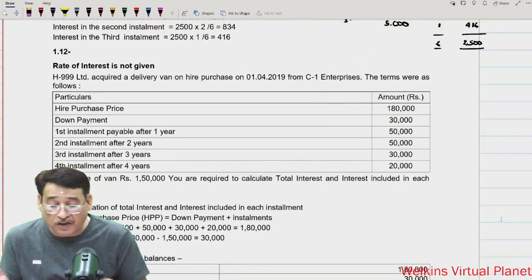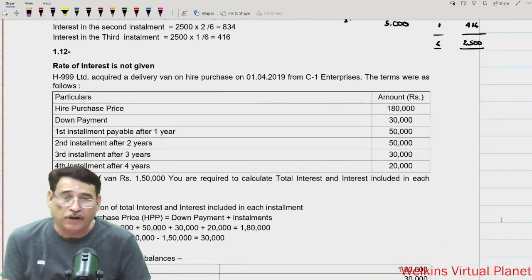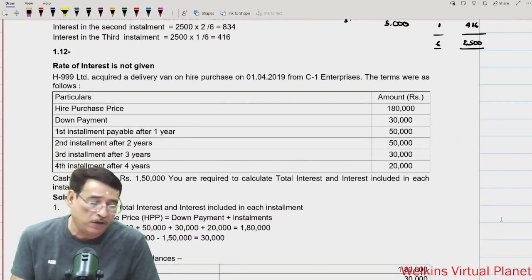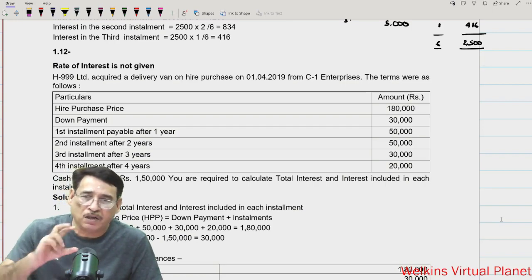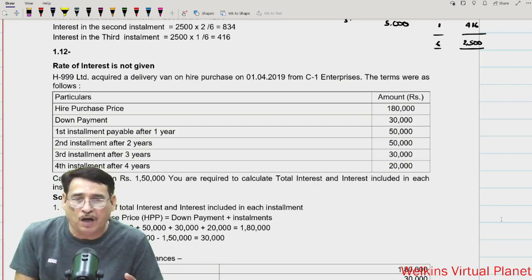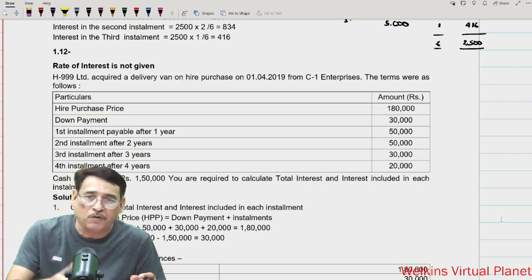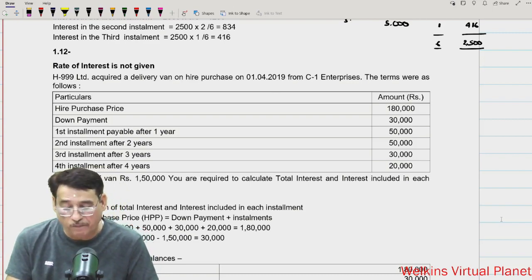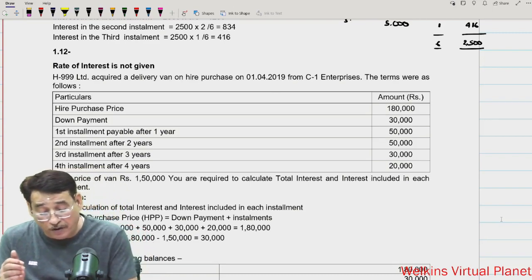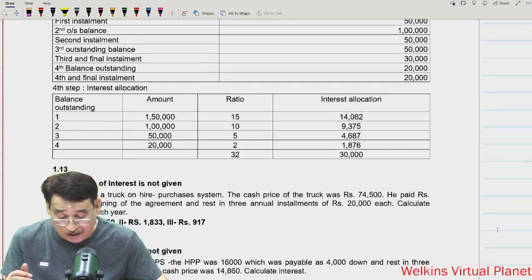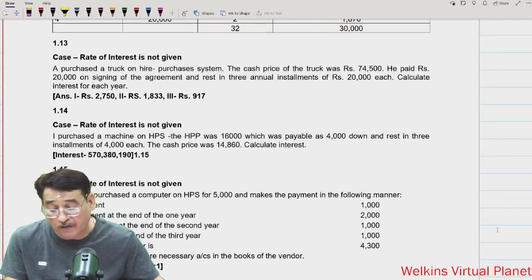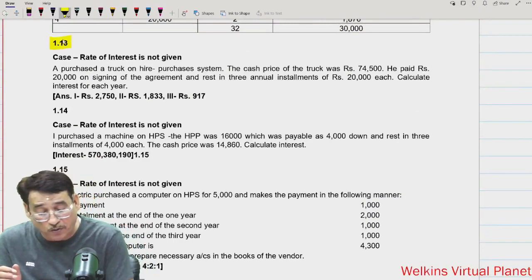Then there is another method of computation of interest. Generally, this method which we are going to do is not asked in the long questions, but some short questions could be asked of you related to computation of interest only. Correct? When rate of interest is not given, that you can do, but now next is when cash price is not given. Even 1.3 you can do.